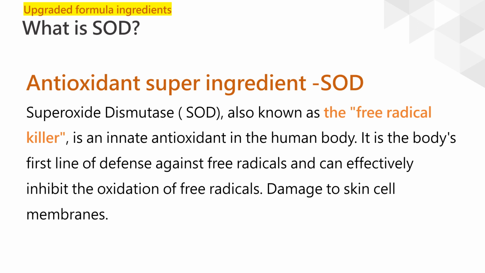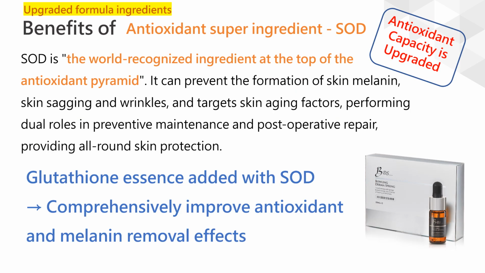As it is a free radical killer, it is the body's first line of defense to help effectively stop the oxidation of free radicals so that the damage to the skin and cell membranes can be stopped. What are the benefits of the antioxidant superoxidase? It effectively prevents the formation of skin melanin, skin sagging, and wrinkles to target our aging, and helps provide all-round skin protection.